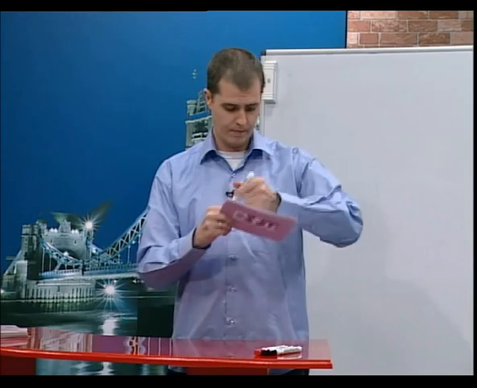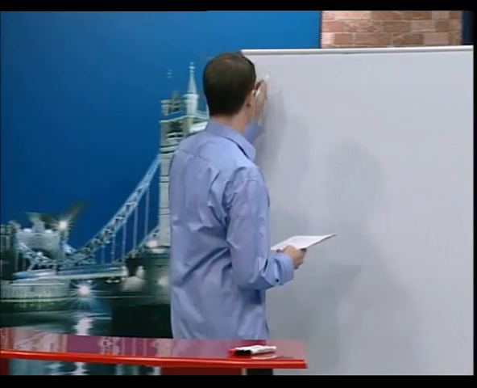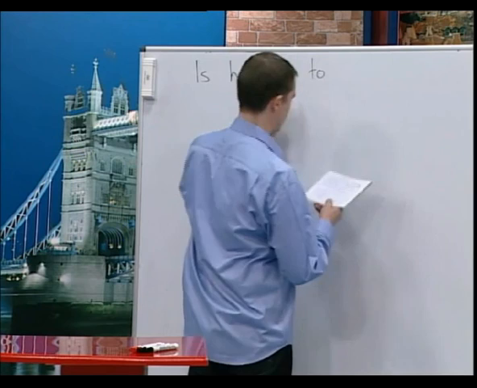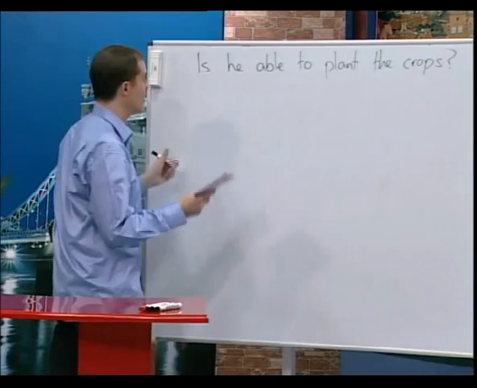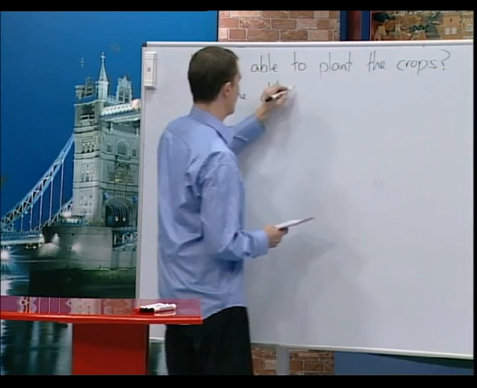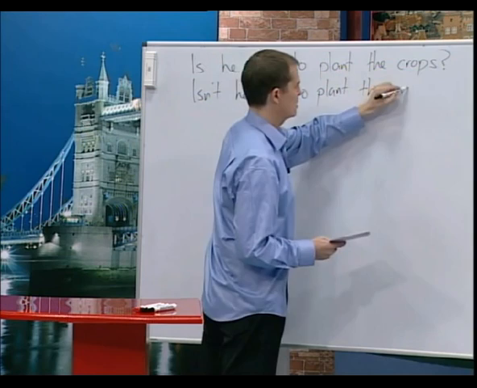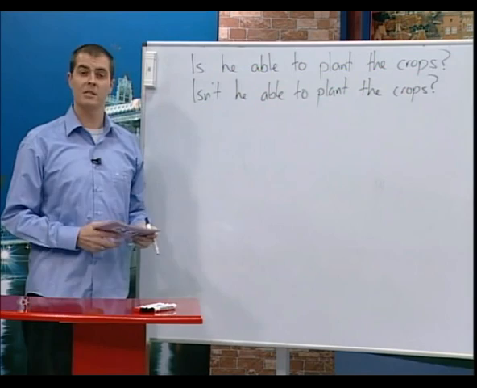To be able to means to have the ability to do something. It's the same as can for ability. The negative is not be able to. And you may ask a question with be able to, like this. Is he able to plant the crops? Or the negative, isn't he able to plant the crops? It's the same as can. Can he plant the crops? Can't he plant the crops?